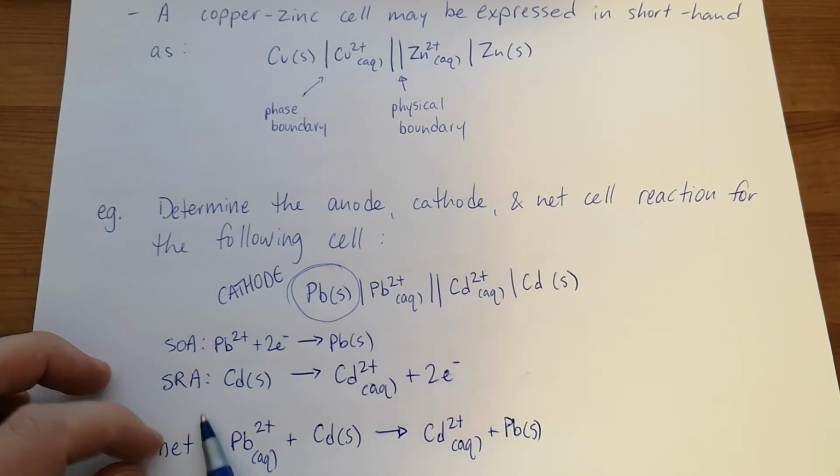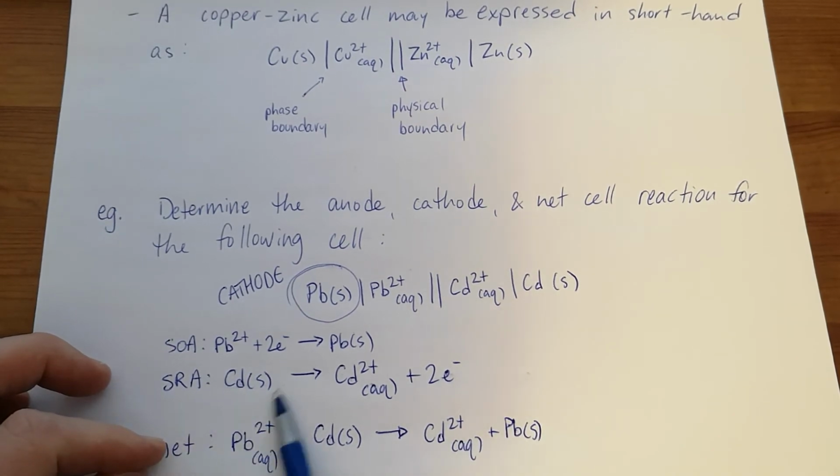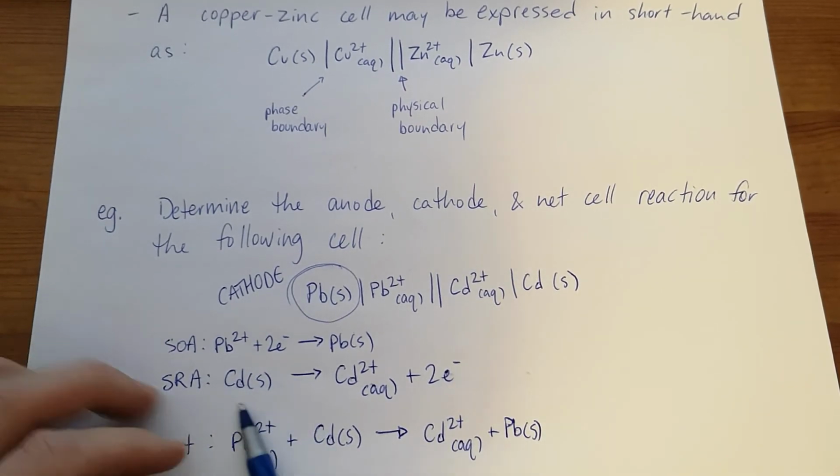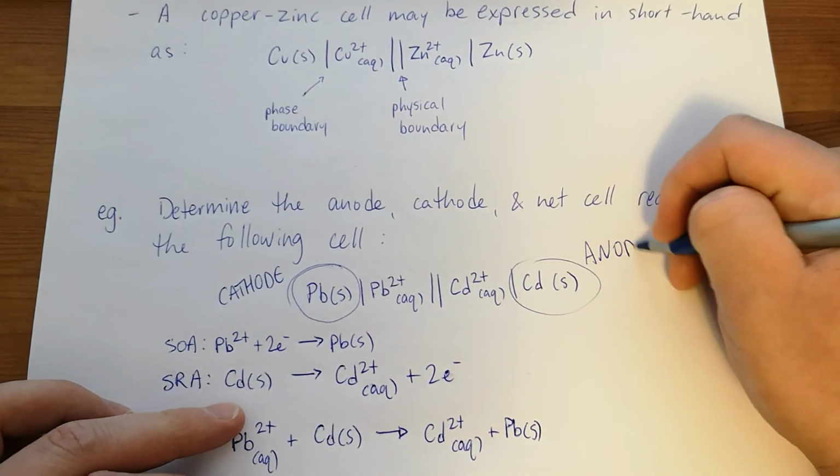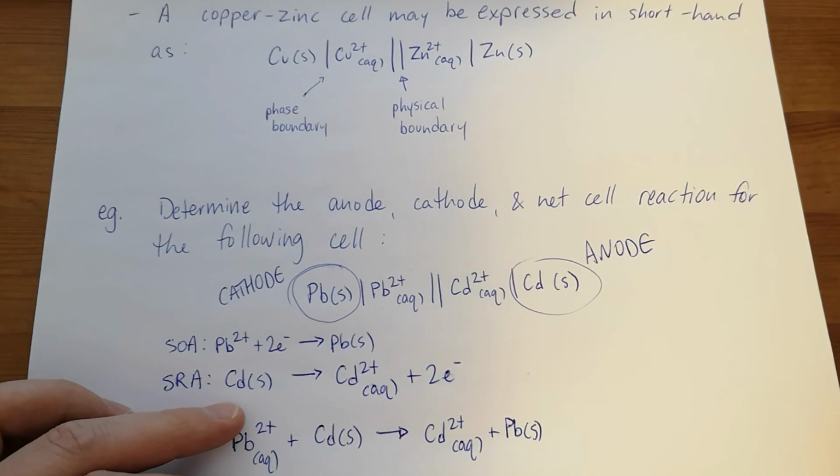Okay. The SRA gets oxidized. The cadmium is being oxidized. It's the anode. Looks good.